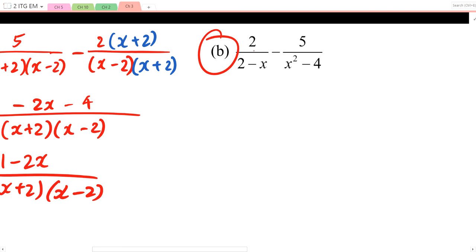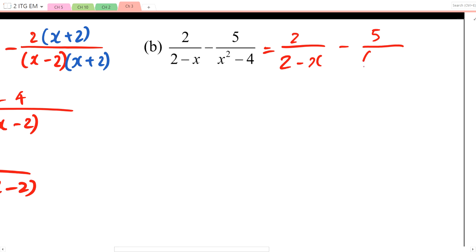So the second fraction can be factorized. To give me first fraction 2 minus x. Second fraction is 5 over x plus 2, x minus 2. Okay? So we see, the denominators look like they can be related. So what do you want the common denominator to be now?